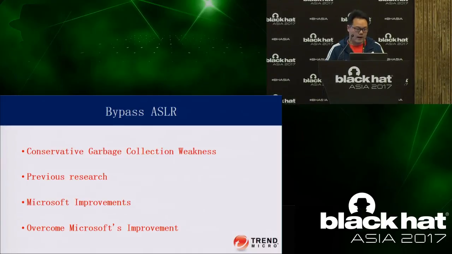I will introduce how to bypass ASLR according to the following 4 parts. The first, I will introduce the conservative garbage collector weakness. Second, I will introduce the previous research about this weakness. Third, we will introduce Microsoft's improvements about the weakness. The final part, we will introduce how to overcome Microsoft's improvements and bypass ASLR.